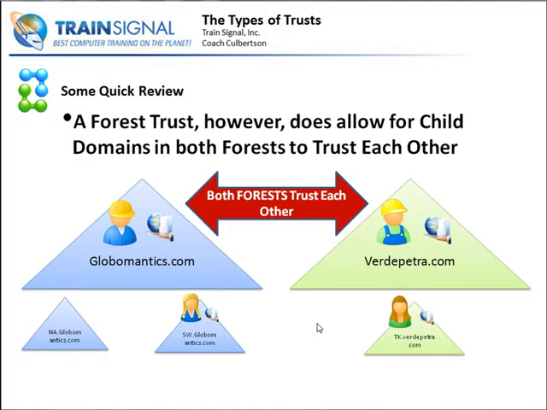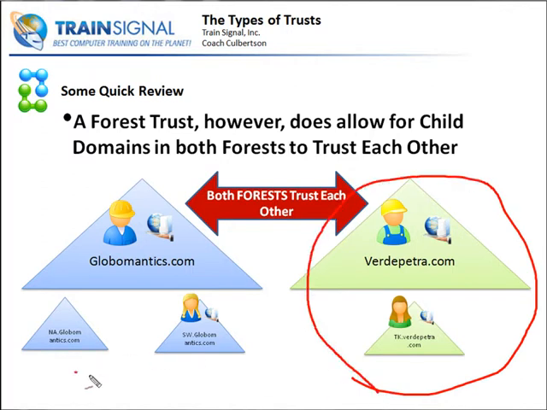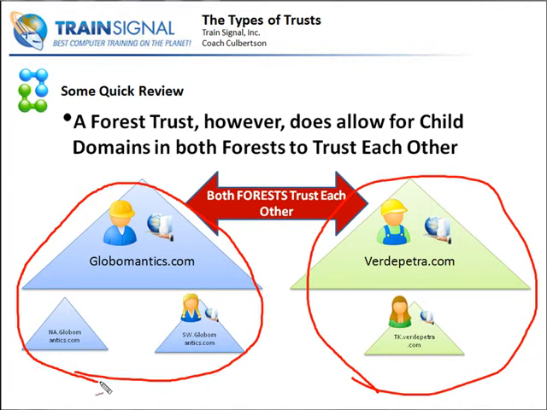Let's talk about forest trusts now. A forest trust, however, does allow for child domains in both forests to trust each other. Now when we're talking about forests, of course, we're talking about the whole kit and caboodle, all the domains that belong to a particular forest root domain. So if both forests trust each other, both Sam and Bill can get access to each other's stuff, documents, or whatever happens to be in that shared file folder. Along with Sally and Dina down here, they can both get access, assuming that the proper permissions have been placed on those shared folders.